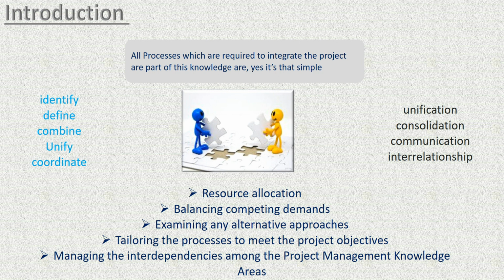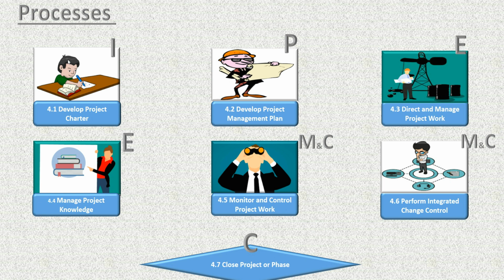Let's go ahead now, and we will see the different processes which are going to be performed as part of this knowledge area. Here are 7 processes which are included as part of this knowledge area. The first one is develop project charter. The second one is develop project management plan. Now, when we discuss these processes one by one, let's try to understand under which process groups these processes come.